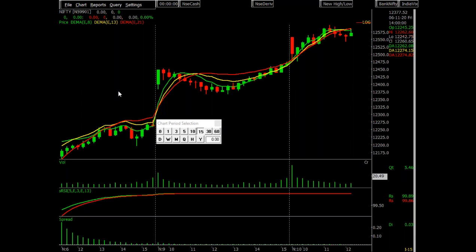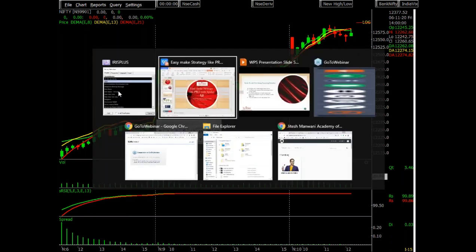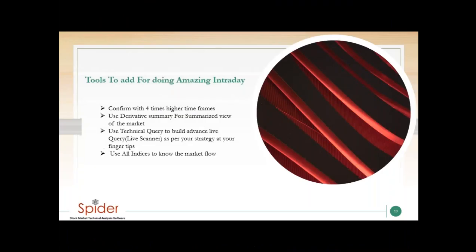So applying the same strategy, if you confirm from the 4 times higher time frame, applying the Dow theory, we can easily find out where the trend is. If it's in a downtrend and you're getting a buy signal, definitely it's a big no to enter in the intraday. The second thing we can add is the derivative summary, for a summarized view of the entire market.